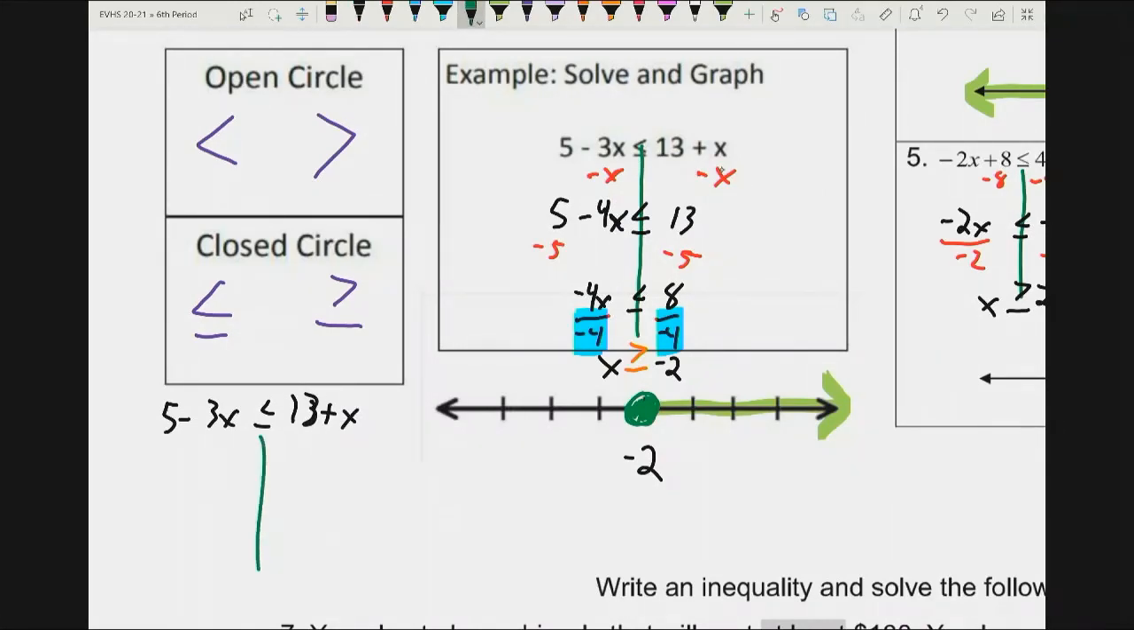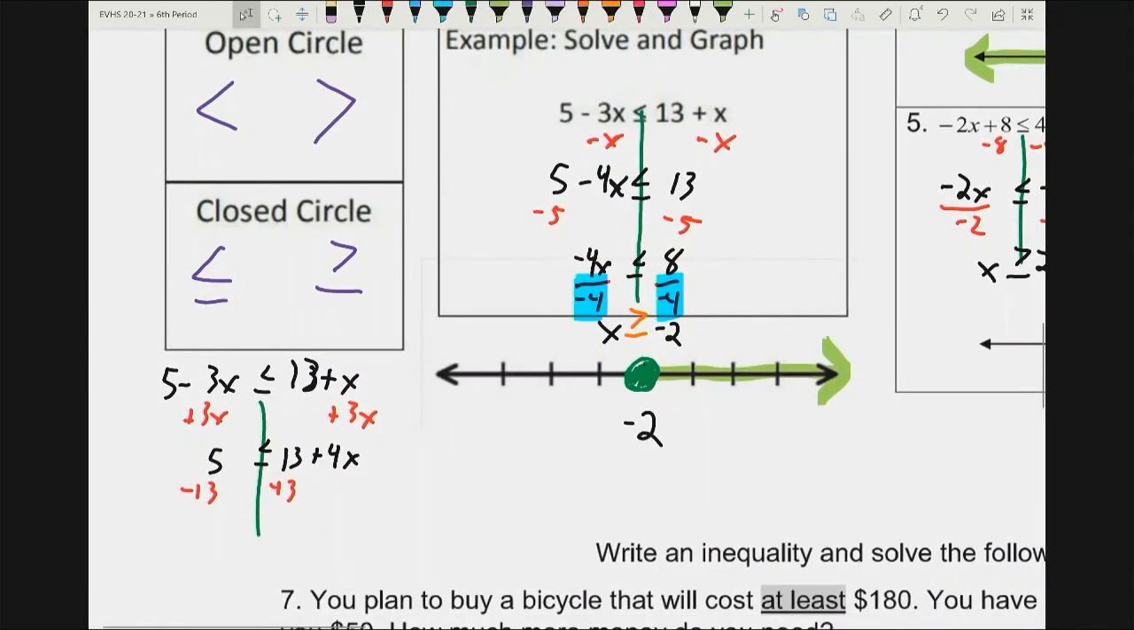Here I started off by subtracting x. I'm going to do the other way around this time. I'm going to add the 3x to both sides, just so you can see what happens if I put it on the right. Okay, so whenever I do that, I end up getting 5 is less than or equal to 13 plus 4x. Now I'm going to subtract the 13. 5 minus 13 is negative 8 is less than or equal to 4x.